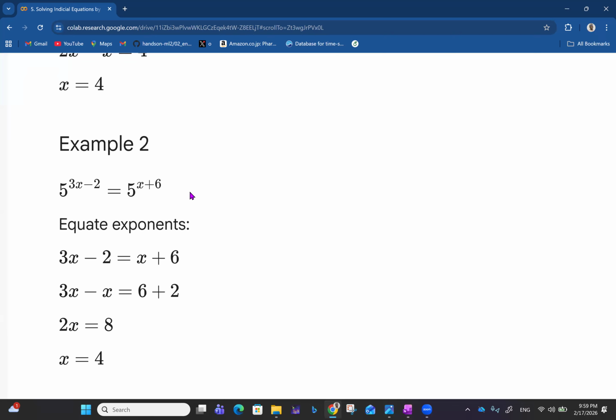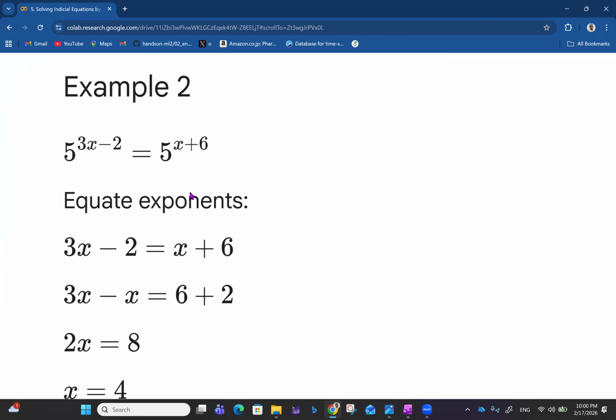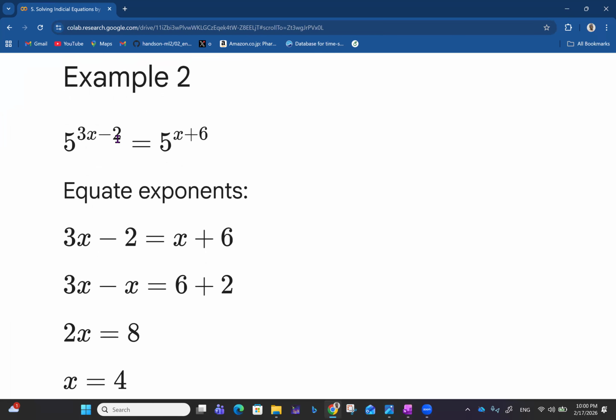Another example for linear expression in the exponent, you have this other one: 5 raised to 3x minus 2 equals 5 raised to x plus 6. So you equate exponents again because the base is the same. So you have 3x minus 2 equals x plus 6. Transfer minus 2 to this side, add 2 to both sides, you get 6 plus 2. Subtract x from both sides so that this x can go back here. So you have 3x minus x equals 8, equals 6 plus 2. That means 2x is 8 and x is 4.